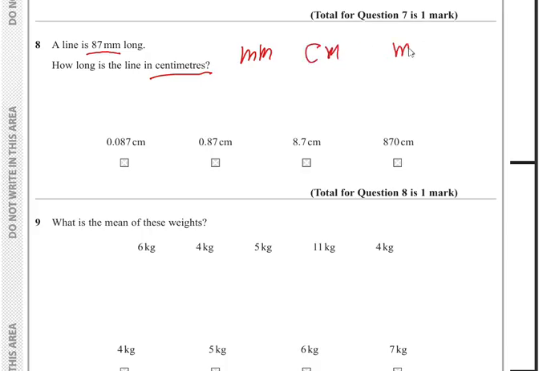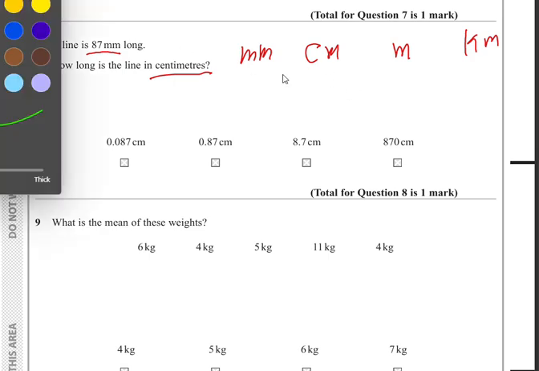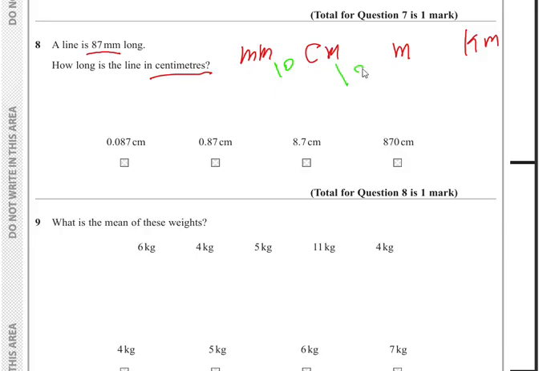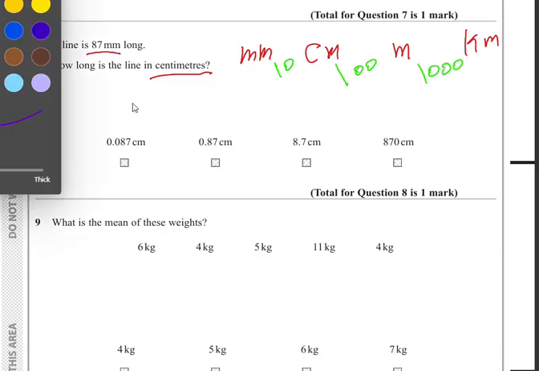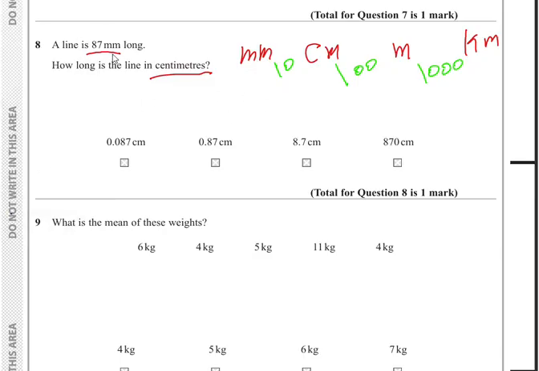Then I go to meters, then I go to kilometers. Now also, I have to know the difference in between. So I have 10, I have 100, and I have 1000. All right. So now if I want to change from millimeters to centimeters, that means the difference is 10.